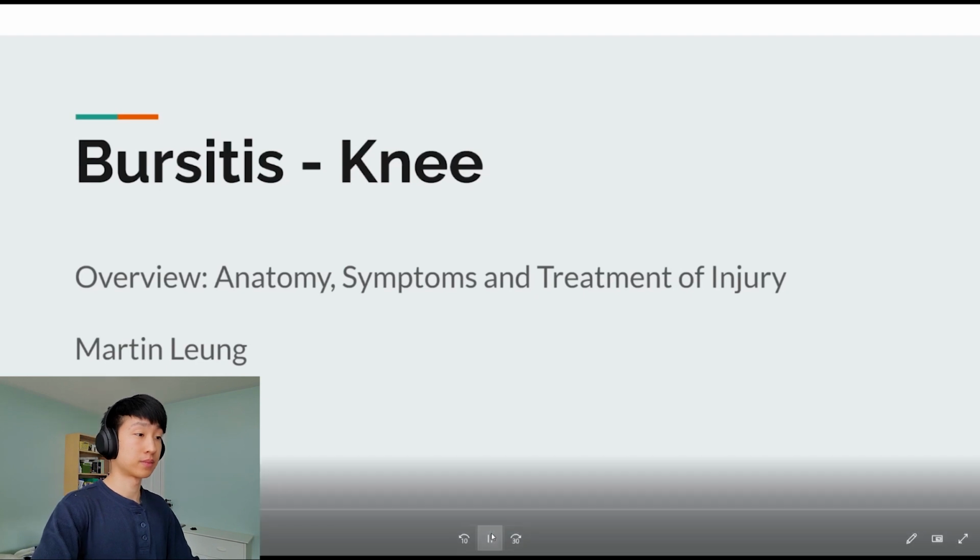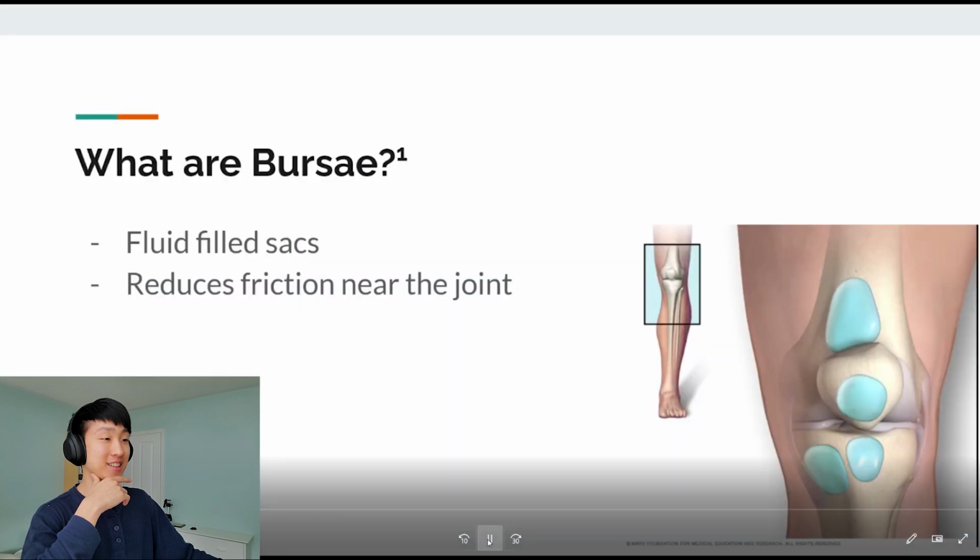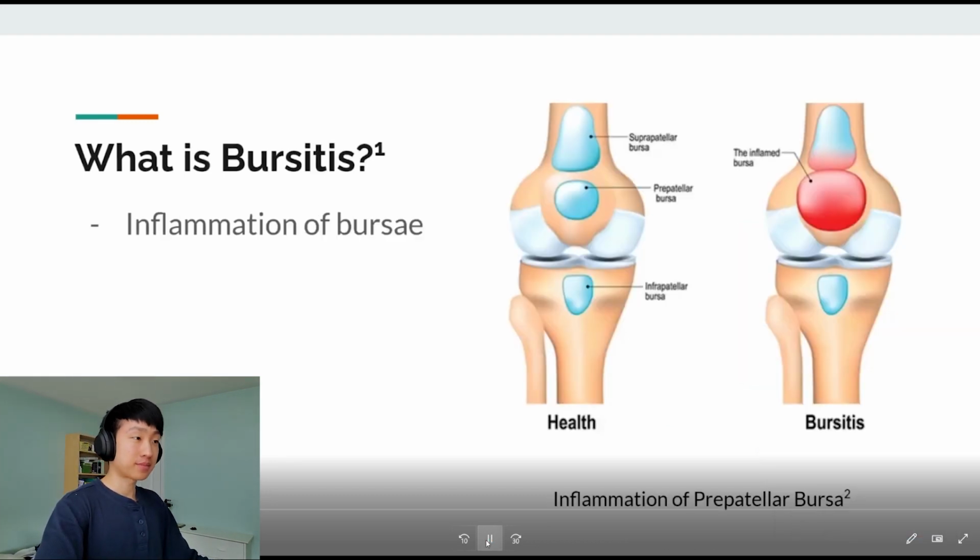Hey everybody, it's Martin. Today we're going to be talking about the knee, specifically bursitis. To understand this condition, we first have to understand what bursae are. Bursae are fluid-filled sacs, as you can see on the right-hand side, that are typically found around large joints, such as the shoulder, hip, elbow, and of course the knee. These act as thin cushioning between bone and the surrounding soft tissue, such as the skin and muscle. This reduces the friction around the joint.